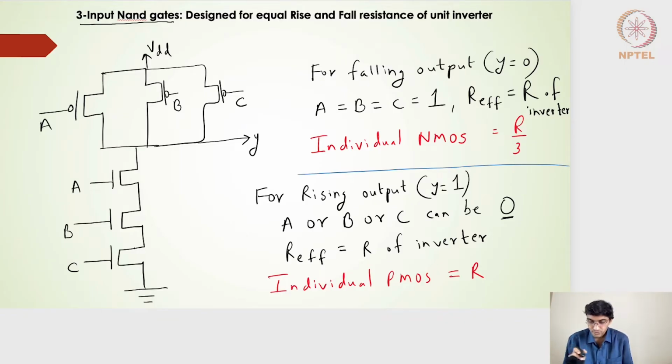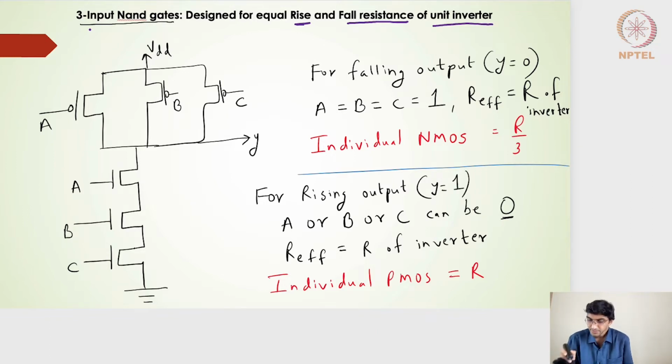By definition, what we are going to do is design the three input NAND gate such that its rising and then falling resistance is equal to that of the unit inverter. Right? Whatever the unit inverter's rising and falling resistance is, we are going to match that with that of the three input NAND gate's rising and falling resistance.